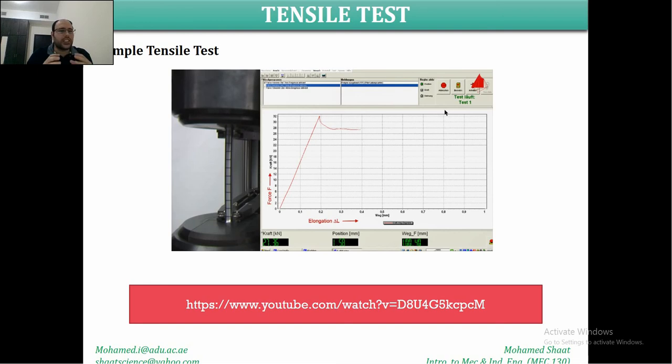This yield region is a transition between two distinct regions or two distinct behaviors of this material. Before the yield region, this is the yield region or the yield point. Before this yield point or yield region, the material will be elastic. What does it mean, elastic?